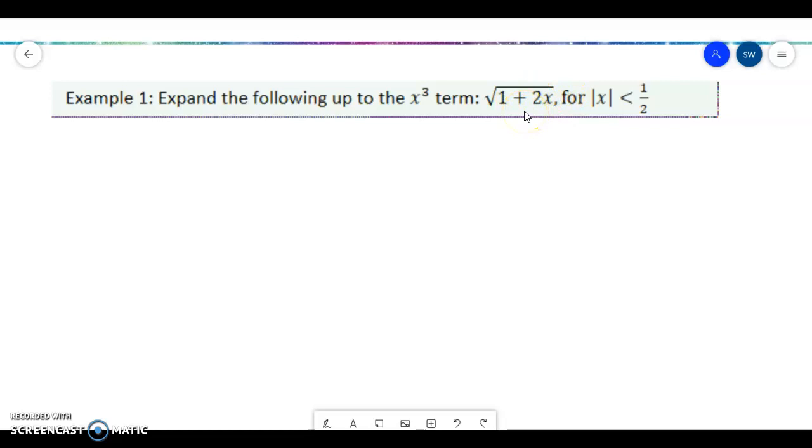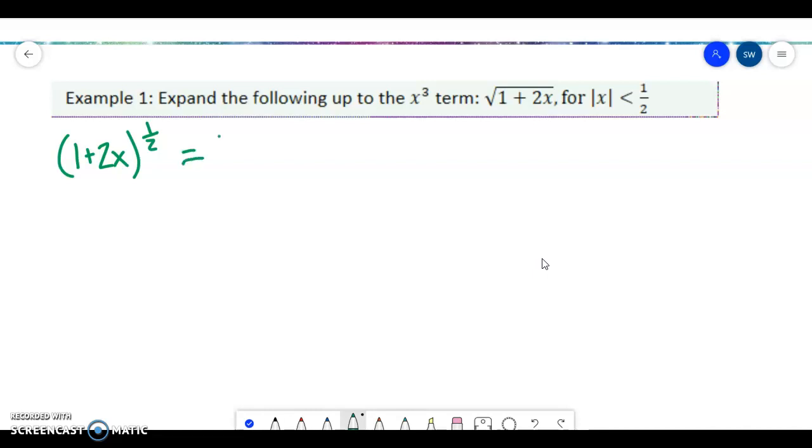But anyway, moving on. So we are often going to rewrite it. So on this one we have 1 plus 2x to the 1/2. So our n from the formula is 1/2. So if we expand this out, we're going to the x cubed term.